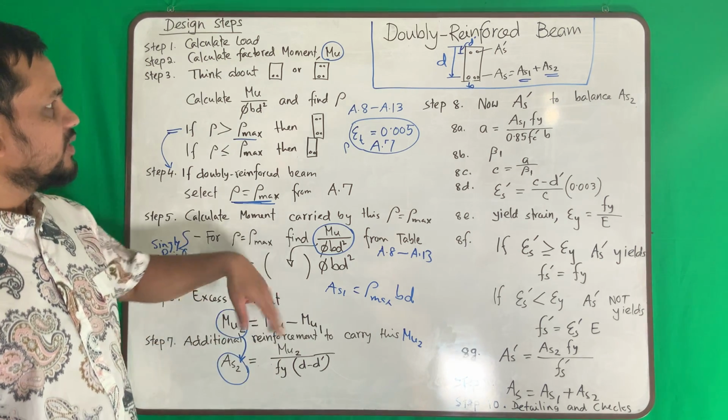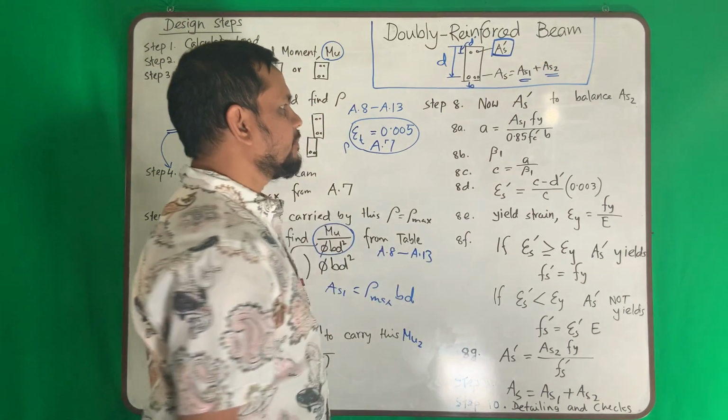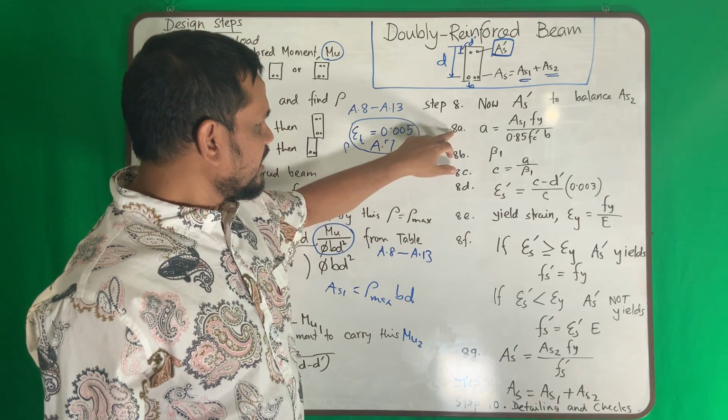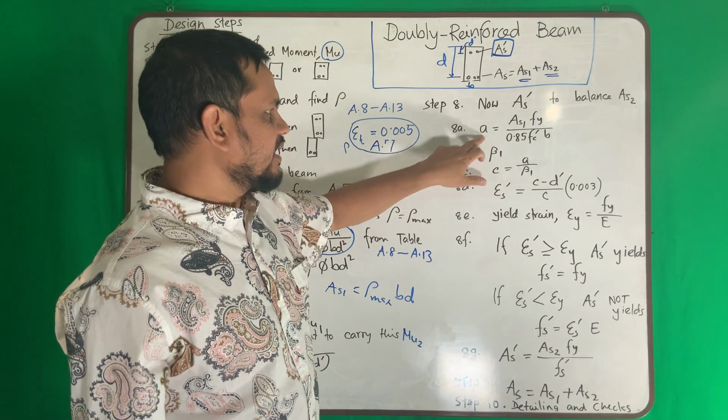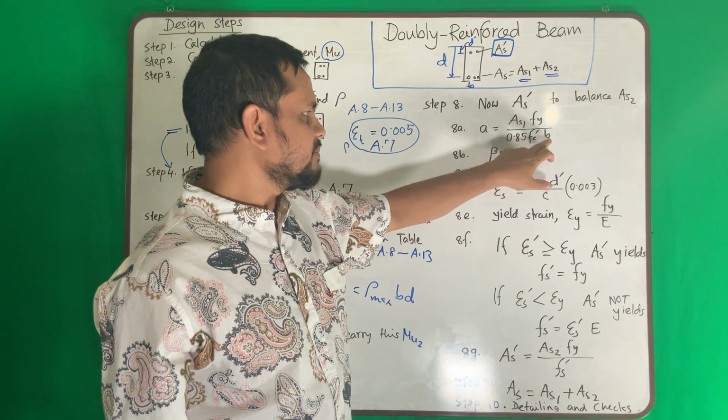Okay, now we will go to the other side, this reinforcement. How to calculate AS prime? That is our story here. Step number 8, a lot of steps. 8a, find a: AS1 Fy over 0.85 f'c b.